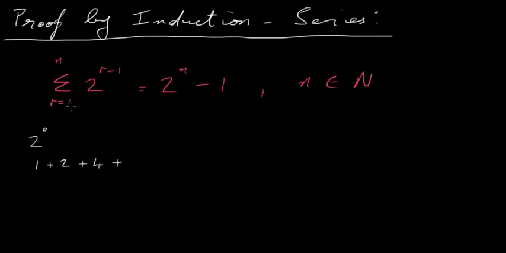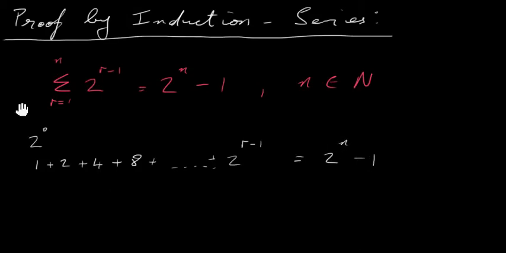If r is equal to 4, that would be 4 minus 1 here, which is 3. 2 to the power of 3 is 8. And so on. That just keeps going on forever. And eventually you get to 2 to the power of r minus 1. Okay, so that's our series here on the left hand side. And we just want to see, is that equal to 2 to the power of n minus 1?